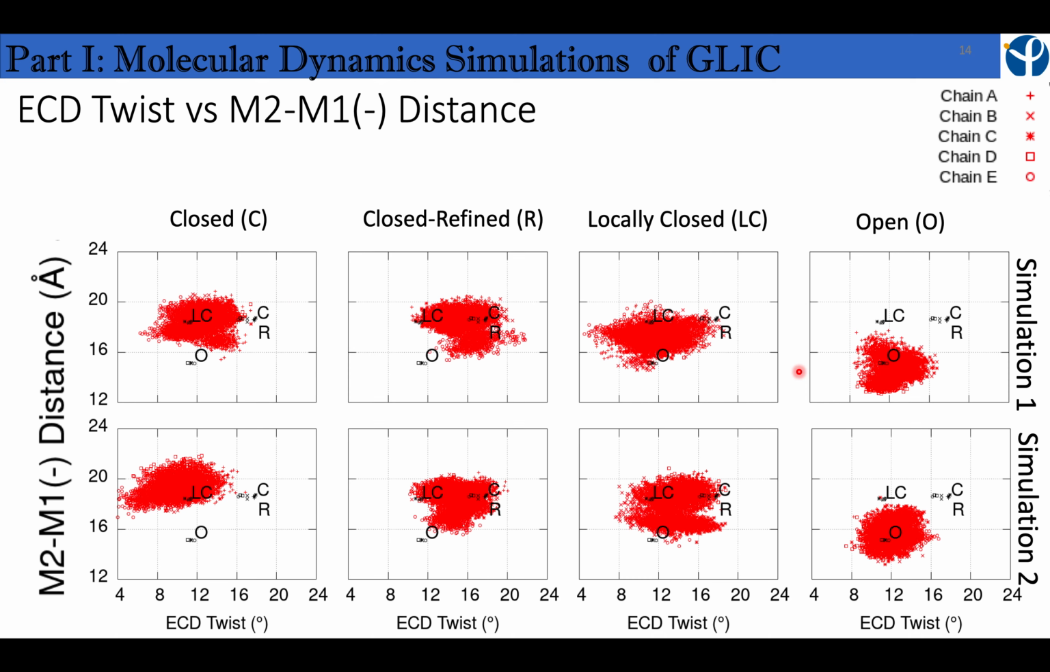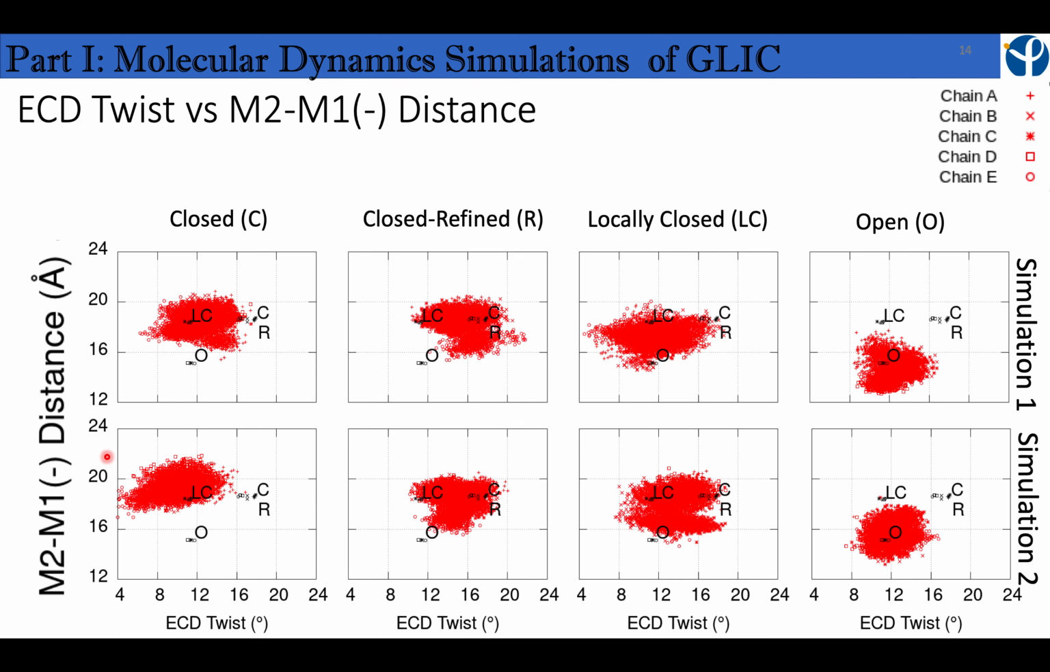Now we plotted these values for the closed state, refined state, locally closed state, and open states. And here you can see the 2 simulation sets. First simulation set is the first row, and the second simulation set is the second row.